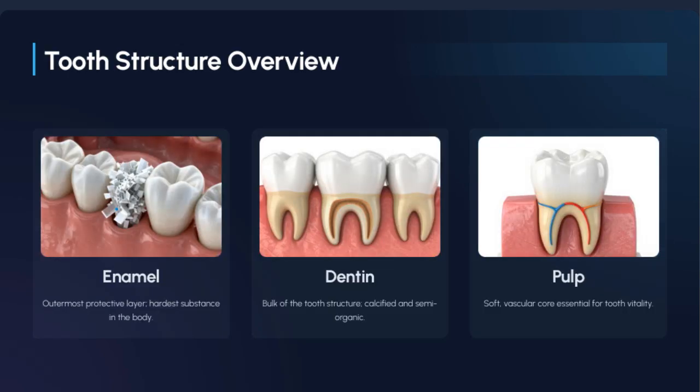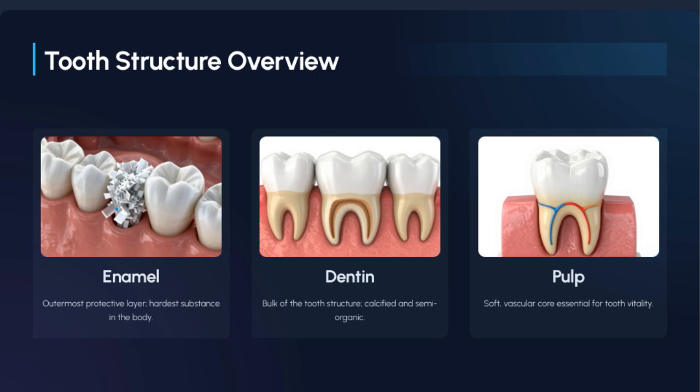Let's take a closer look at the basic tooth structure. At the very core, we have the pulp, which is soft and vascular. This part is essential because it keeps the tooth alive by supplying nutrients and nerve fibers. It's like the heart of the tooth's vitality. Moving outward, we encounter the dentin. This makes up most of the tooth structure. It's calcified, which means it's hardened and semi-organic, giving it strength and flexibility. Dentin forms the bulk of the tooth, providing support to the outer layers.